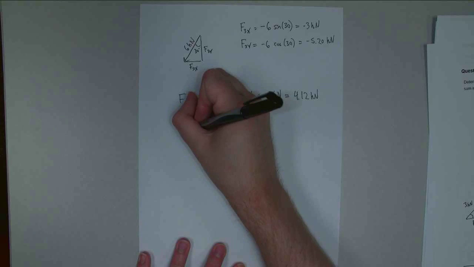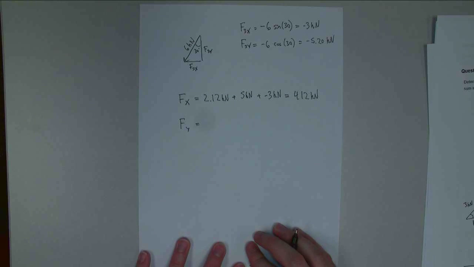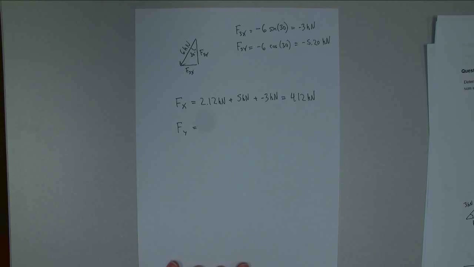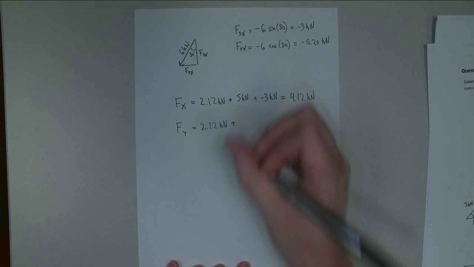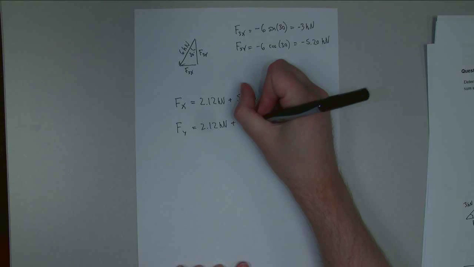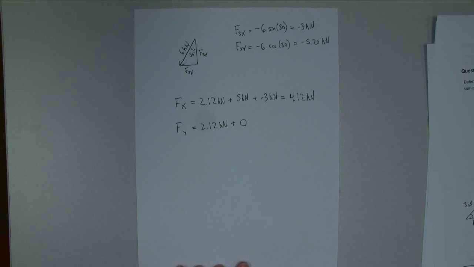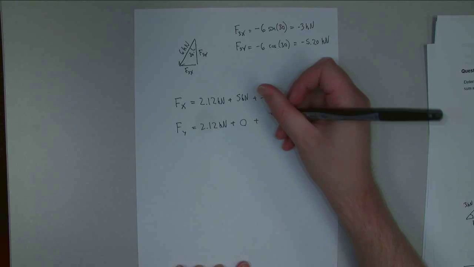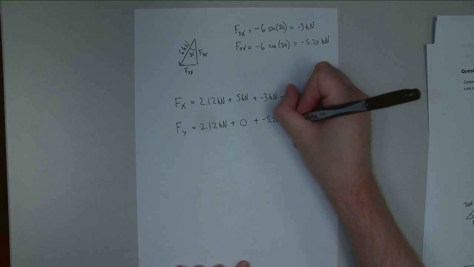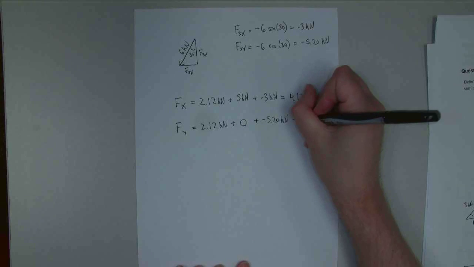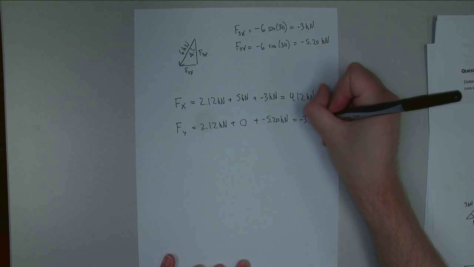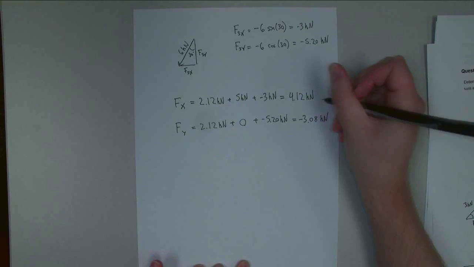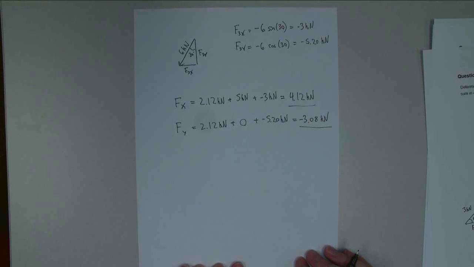Alright, Fy, I do the same thing with the y components. For F1, I had 2.12 kilonewtons in the y direction. For F2, I had 0 kilonewtons in the y direction. And for F3, I had negative 5.20 kilonewtons in the y direction. And so if I add all of these up, I end up with negative 3.08 kilonewtons. And so this is my x component, this is my y component of that total or sum force vector.